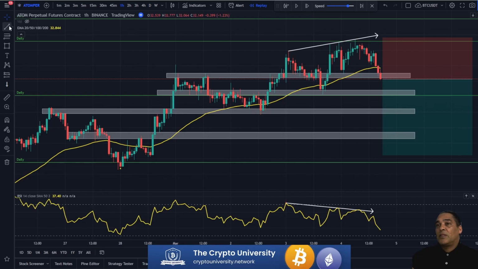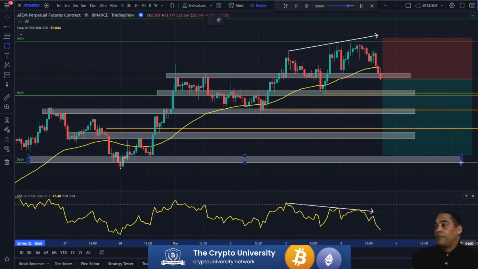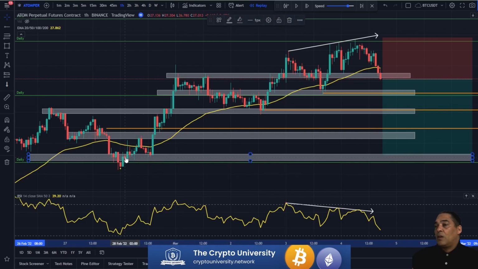So if, let's say, I would make this one my first take profit, that one my second take profit, and that would be my third take profit. And then my fourth take profit will be based on this daily zone. As we could see, that we got a bounce off this zone as well. So let's play the market and see what happens.